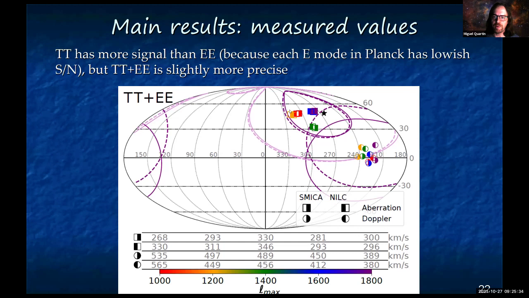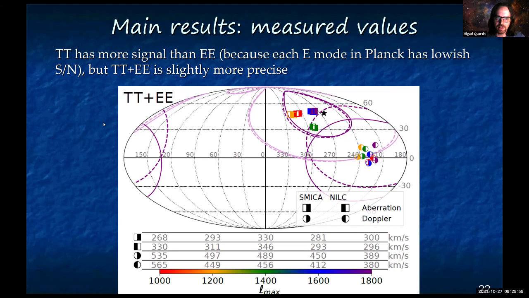And then you see that as I move through the different colors, as I move different L max from 1000 to 1800, no point going beyond that, they are not going all over the place. They are well converged. They move slowly as you increase the data, but they are all very well clustered. Okay. And the absolute values are here in the end, from 300 to 390 or so.